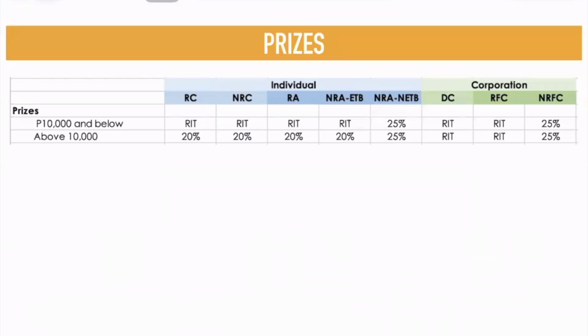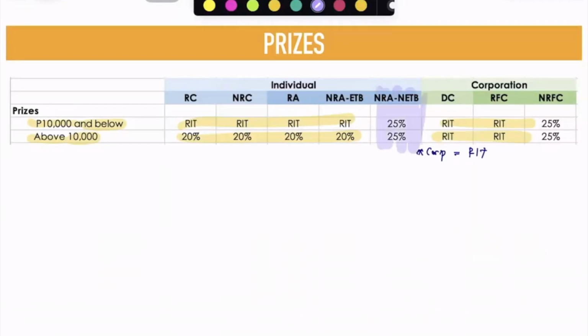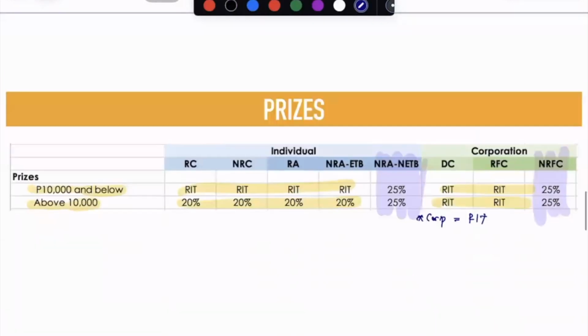So if it is 10,000 and below or above 10,000. If that is 10,000 and below, RIT. But above 10,000, 20%. With an exception for your corporation. For corporation, it is RIT. So here, take note, RIT. And I'll repeat again, NRA and ETB, NRFC always at 25%. Okay, that's for prizes.